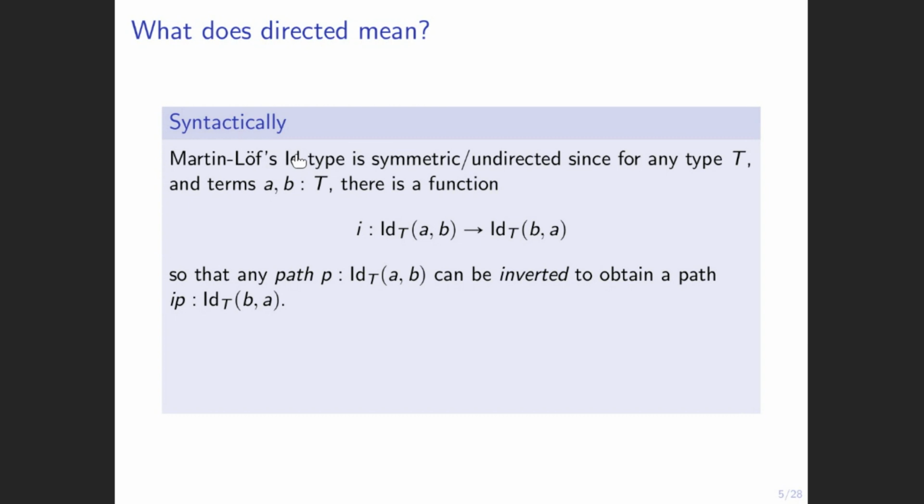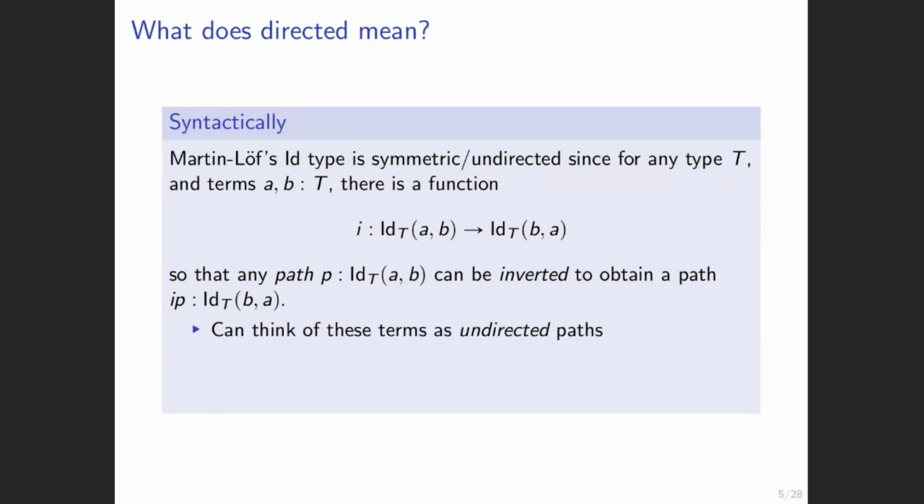Thank you. All right, so the identity type former that we have in Martin-Löf type theory, you might call it symmetric or undirected, since for any type T and any two terms A and B, we always get a function like this that takes an identity from A to B to an identity from B to A. So we can invert any identity, or you might call it a path, thinking homotopically, to obtain a path in the other direction.